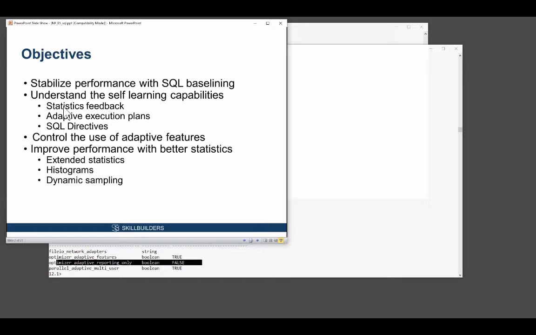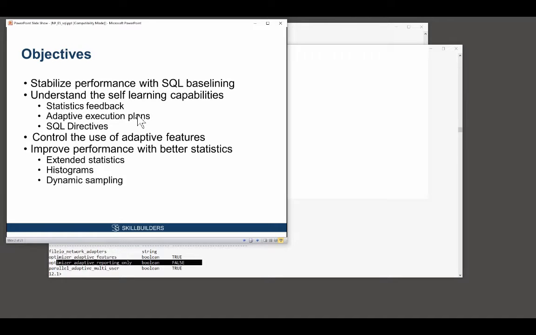Then we moved on to statistics feedback. Great enhancements over release 11, and by default enabled in 12.1, by default disabled in 12.2, which is interesting, isn't it? It should mean that code will improve the longer you run your application. But a side effect of that is that no one, when running explain plan, really knows what's going to happen.